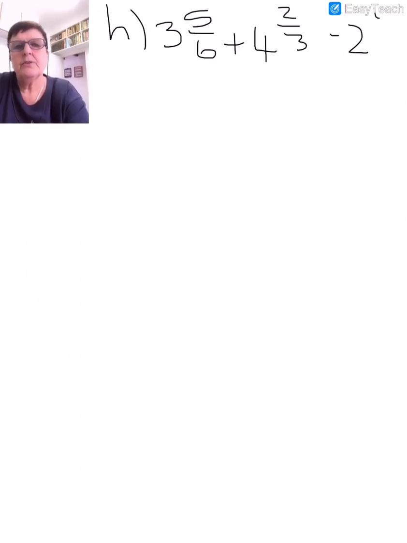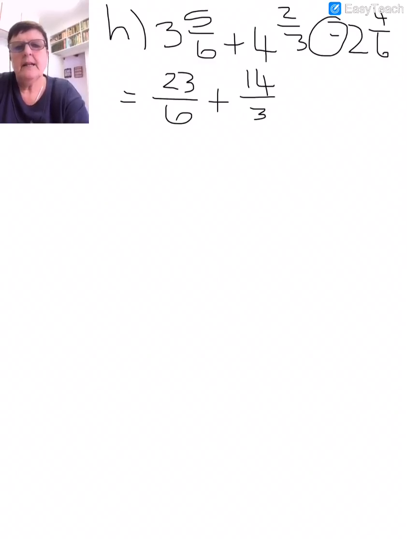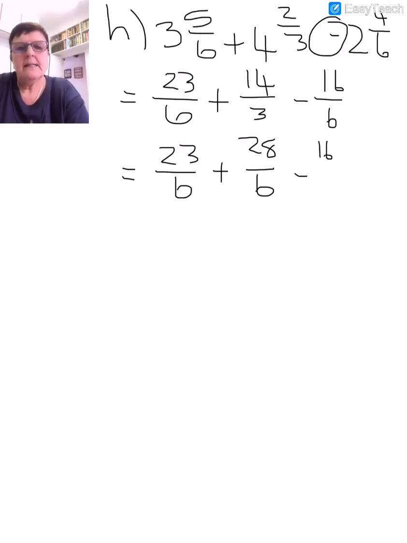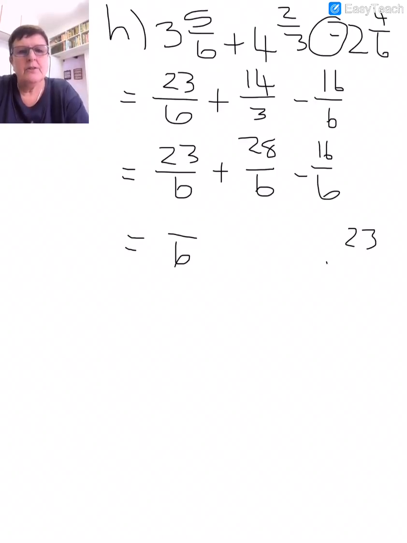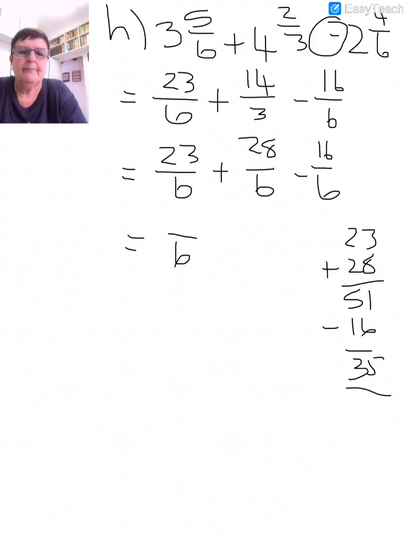Number H. 3 and 5 over 6 plus 4 and 2/3 minus 2 and 4 over 6. Again, be careful of that subtraction. Is equal to 23 over 6 plus 14 over 3 minus 16 over 6, which is going to be 23 over 6 plus 28 over 6 minus 16 over 6. Still keeping it over 6, same denominator. Quite happy for you on the side to go 23 plus 28 is 51 minus your 16 to give you your 35, which gives you an answer of 35 over 6, which simplifies to 5 and 5 over 6.